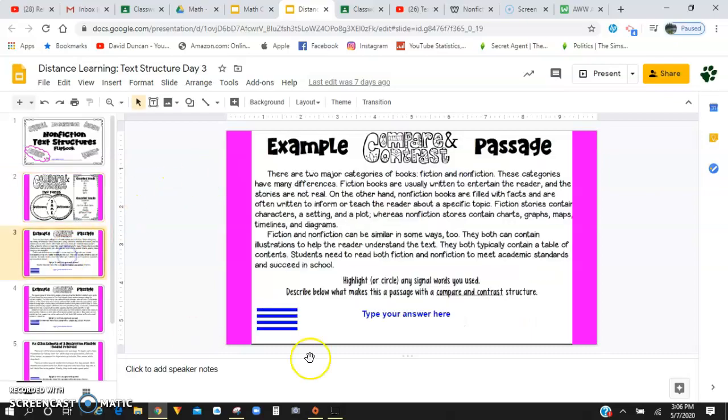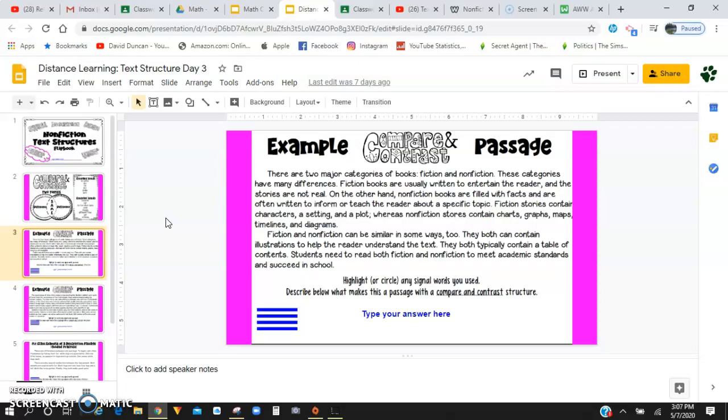So we're going to jump down to our guided reading passage that I'm going to be reading with you, and we're going to be underlining signal words that show the different comparing and contrasting aspects of this text. Here we go. Make sure you're following along with me. There are two major categories of books, fiction and nonfiction. These categories have many differences.